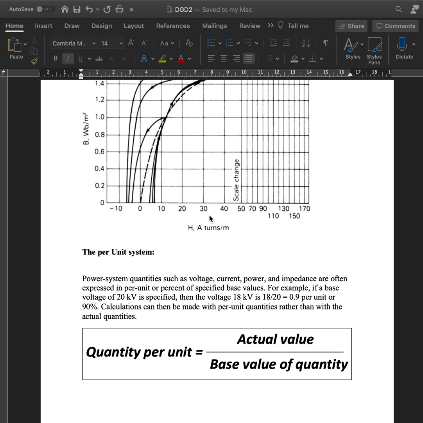Power system quantities such as voltage, current, power, and impedance are often expressed in per unit or percent of specific base values. For example, if a base voltage of 20 kilovolts is specified, then a voltage of 18 kilovolts is 0.9 per unit or 90%. Calculations are generally based on per unit quantities, but if you're going to be converting to the per base, then we have to make sure that everything gets converted into the per base value eventually.